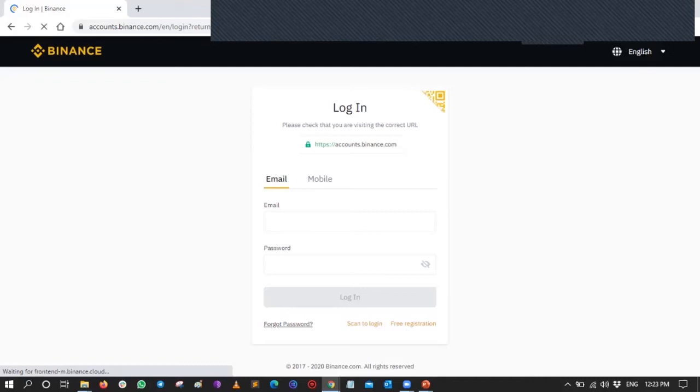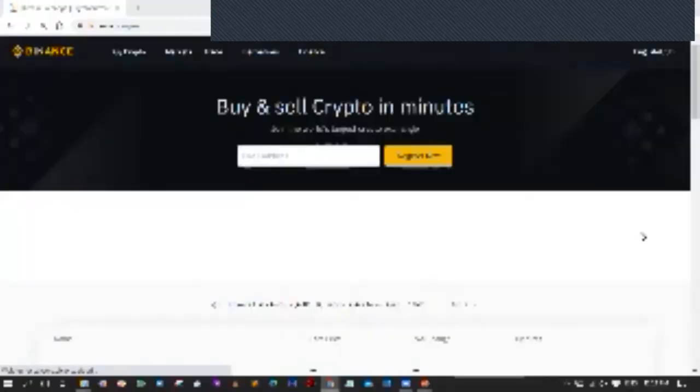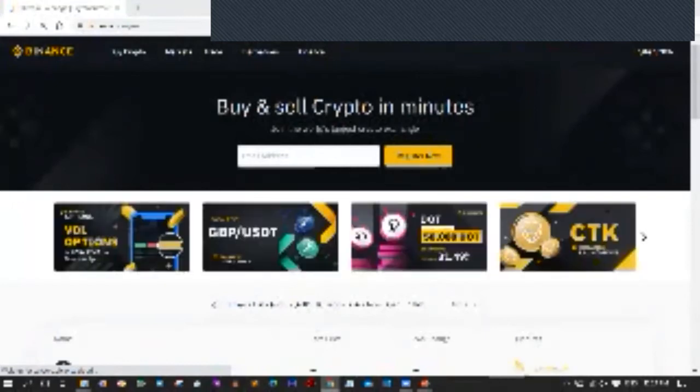Once that is verified, the next thing to do is to deposit using your Naira card or your bank account. One of the things I love about Binance is that there's nothing to disturb myself about. I can fund my account using my Naira Mastercard or my bank account. Okay, so I've logged into Binance now.